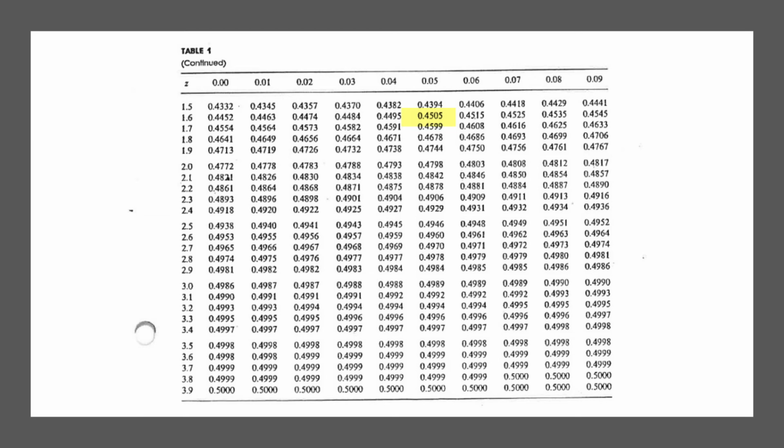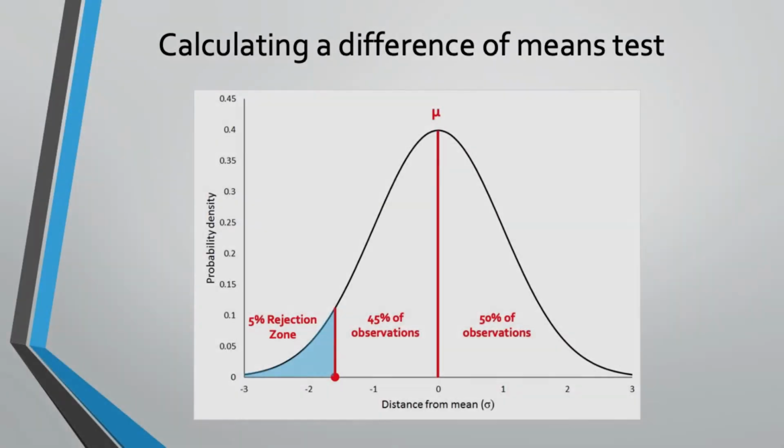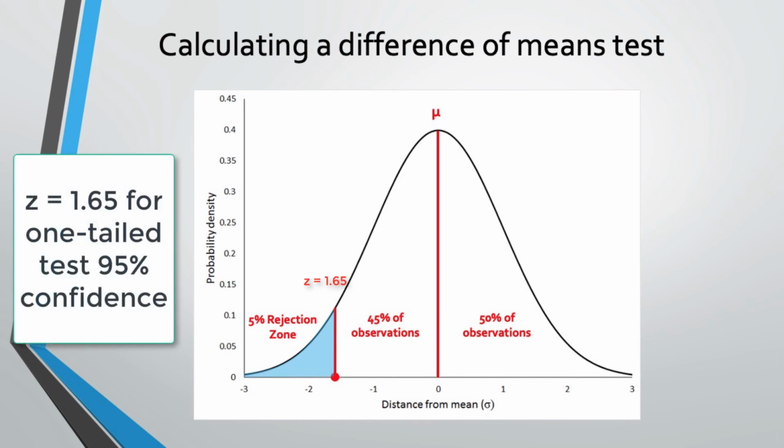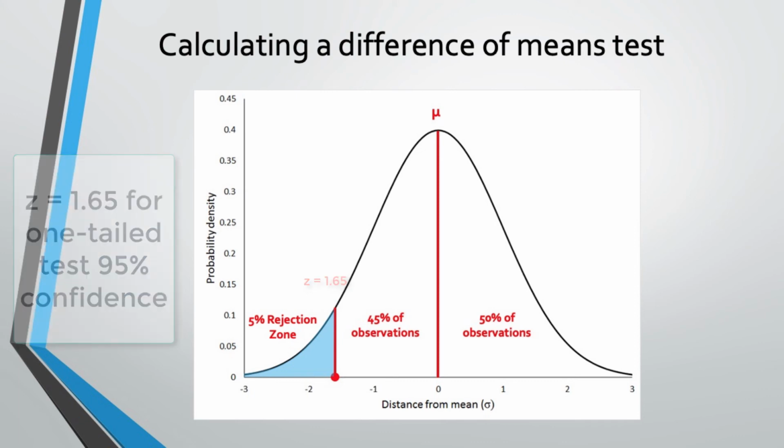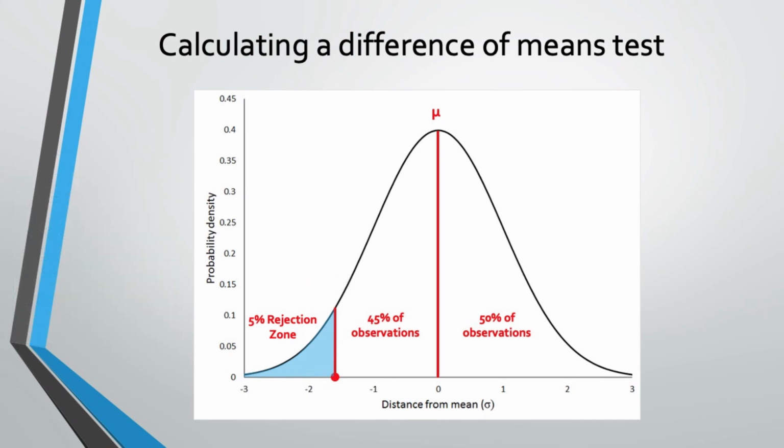So we've identified our critical z-score of 1.65, and that shows us that 5% of observations are below that point, below that z-score, and 95% of observations are to the right of that z-score. So we want to show that our sample mean falls in this rejection zone, so we can reject the idea that the population parameter is 5. So 1.65 is our critical value.